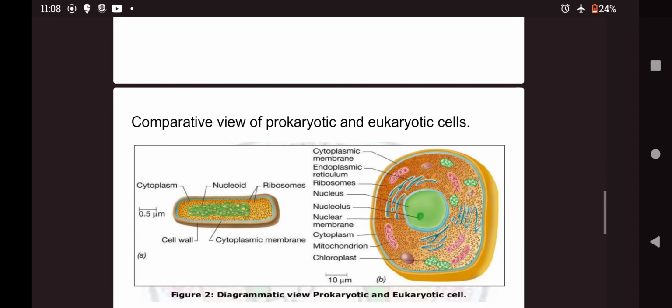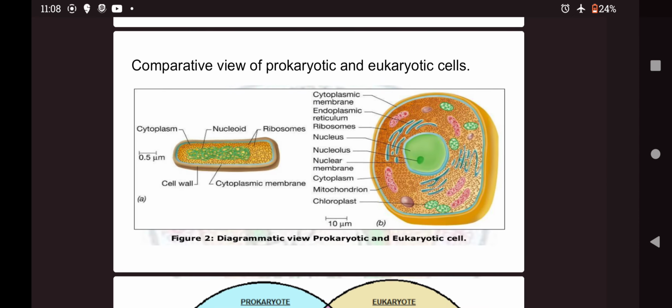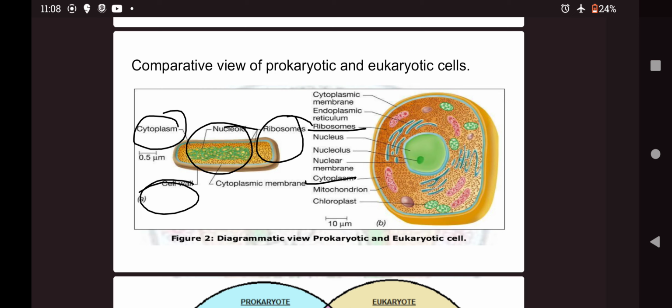Now, here is the comparative view of a prokaryotic and a eukaryotic cell. As you can see in the diagram, in case of the prokaryotic cell, you can see the genetic material. Ribosome is present. In eukaryotic also ribosome is present. Here is also cytoplasm, and here is also cytoplasm. Cell wall is present in case of a plant cell, that is an example of the eukaryotic cell.